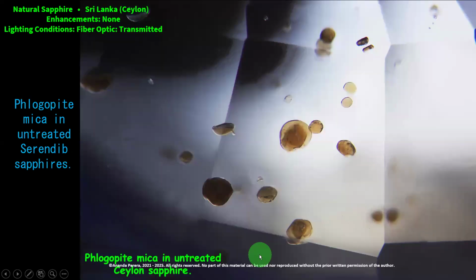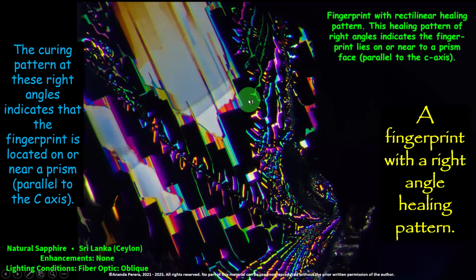We are moving to the next. Here also we can see Phlogopite mica in untreated Sri Lanka sapphire. Fiber optic transmitted light is the lighting condition here. Remember this. These are the inclusions you have to watch and remember. It is a natural inclusion. Look at the very beautiful thing here.